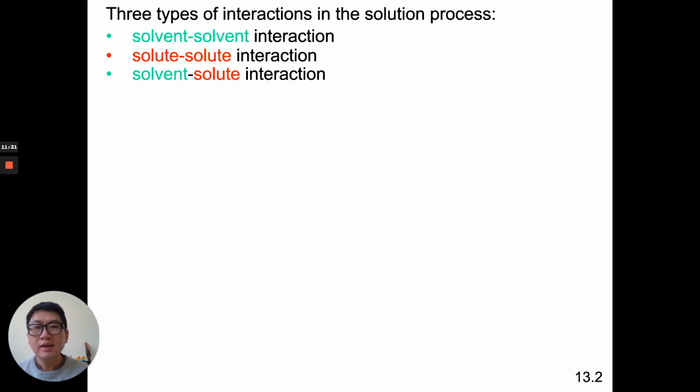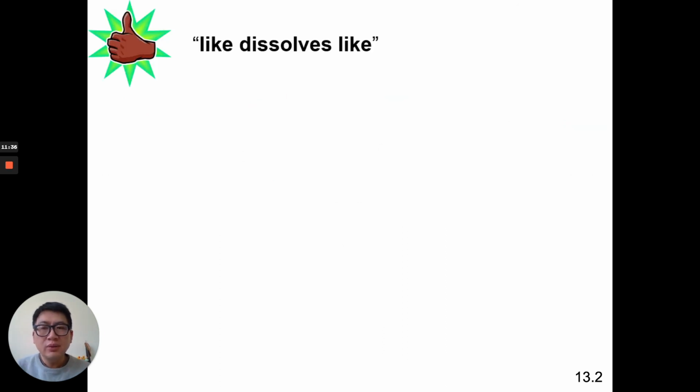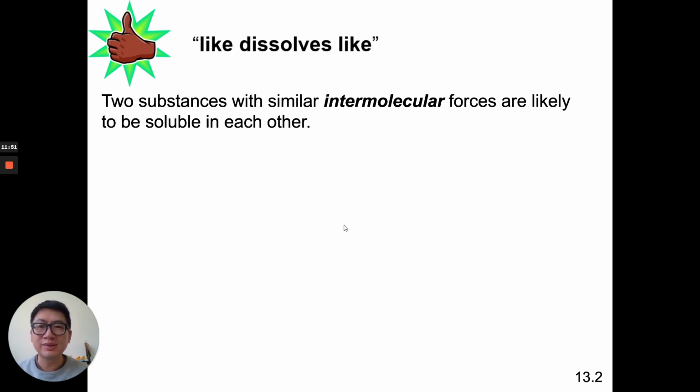Okay, let's skip the slide for right now and come back later. We're also going to get to a term that's called "like dissolves like." What that means is molecules of similar properties will dissolve other molecules of similar properties. Well, it's written there: two substances with similar intermolecular forces are more likely to dissolve in one another. When I said properties, I meant intermolecular forces.